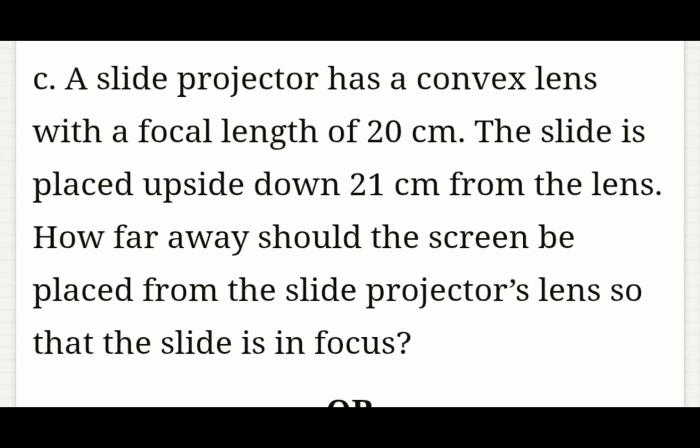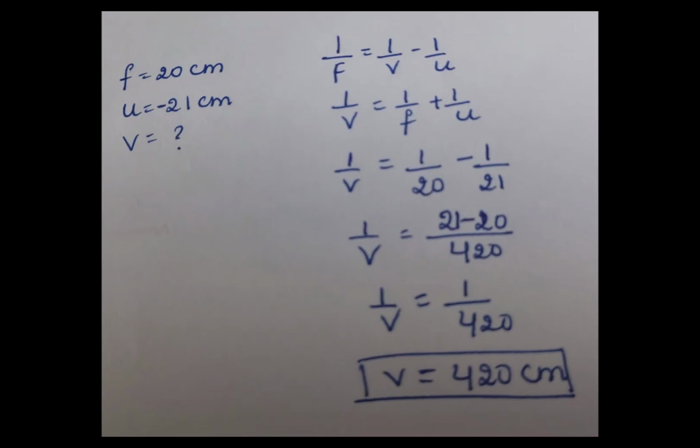A slide projector has the convex lens with the focal length of 20 centimeter. That means the focal length they have given here is 20 centimeter. The slide is placed upside down 21 centimeter from the lens. This is the object distance. How much object distance have they given? 21 centimeter. Use the lens formula.